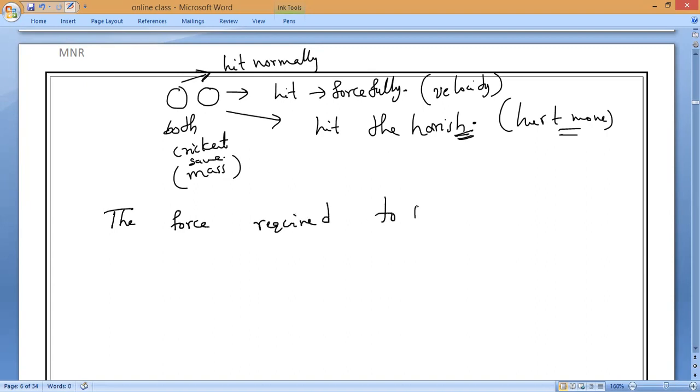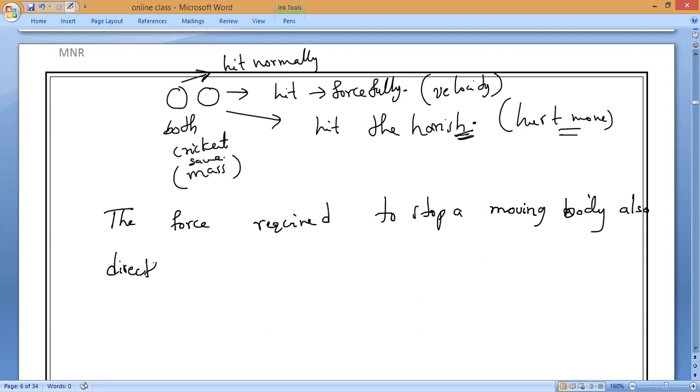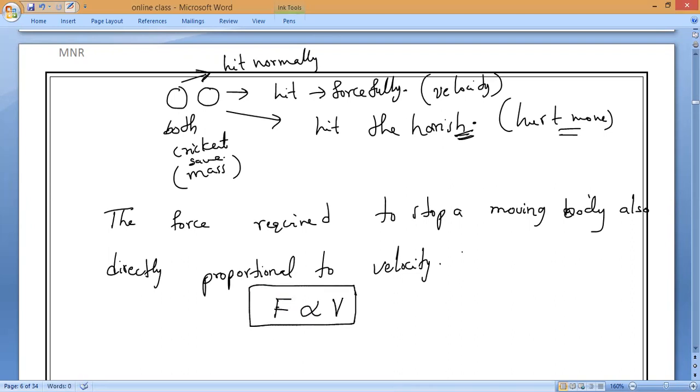The force required to stop a moving body is also directly proportional to its velocity. Do you understand? So from that I can say force is also directly proportional to velocity. Do you understand, everybody? So that is what we can say.